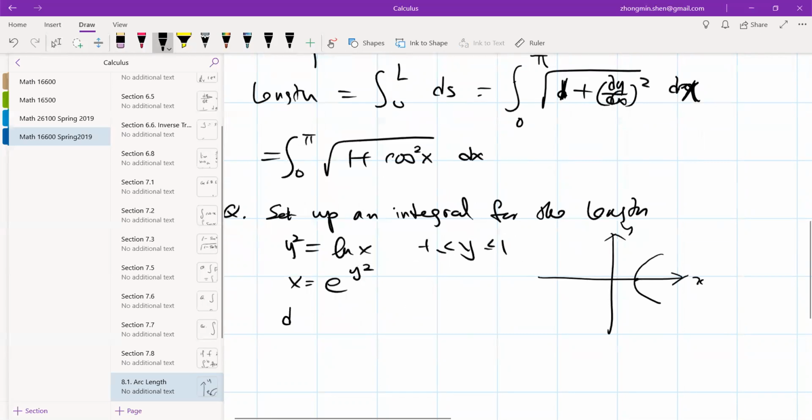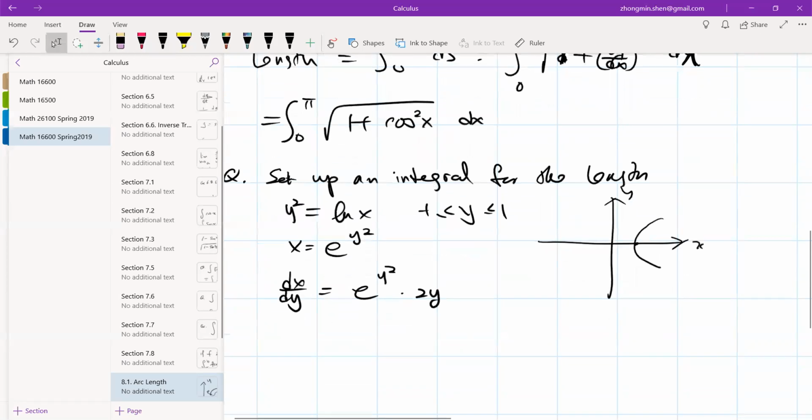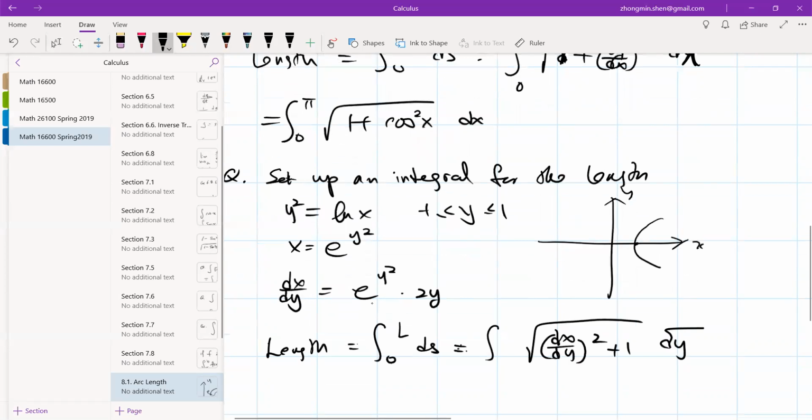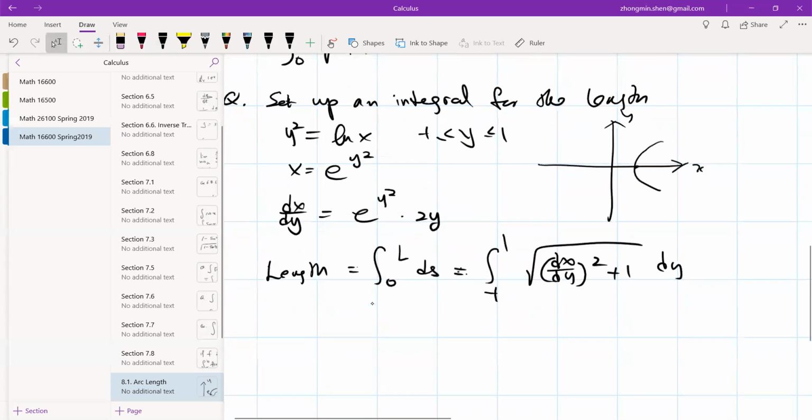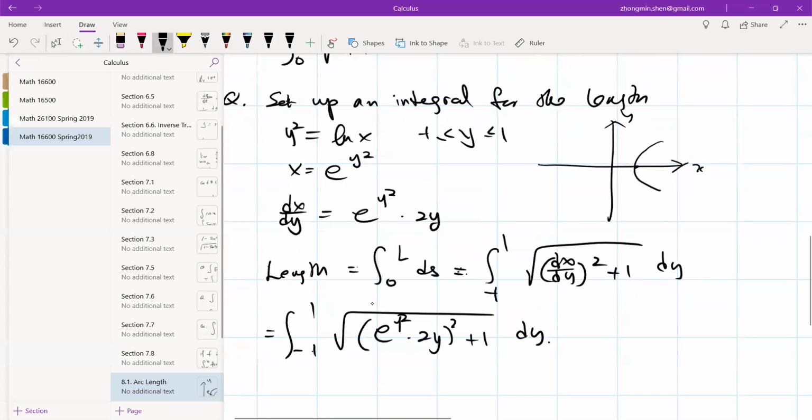All right, so it's easy to find dx over dy. That's going to be e to the y squared times 2y, okay? So now, the length is the integral, and ds is going to be the square root of dx over dy squared plus 1, dy, okay? So y is from negative 1 to positive 1. And you replace: the integral of the square root of (e to the y squared times 2y) squared plus 1, dy. Okay? So this will be the answer.